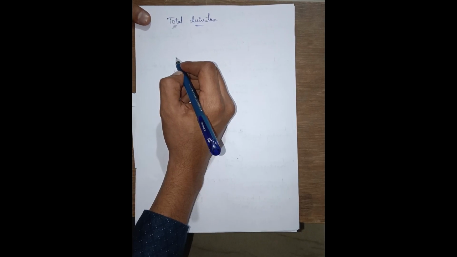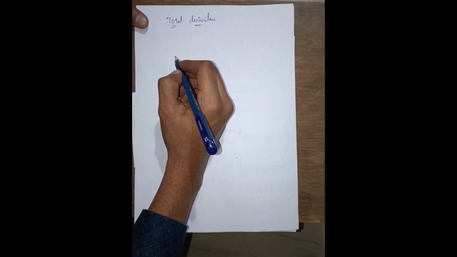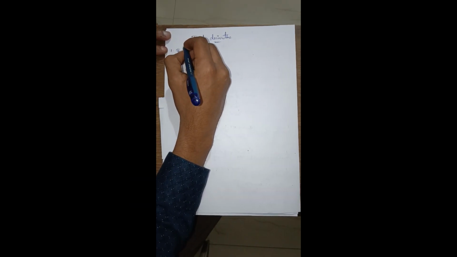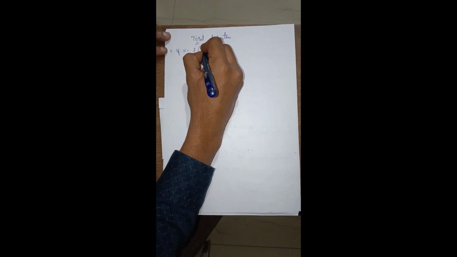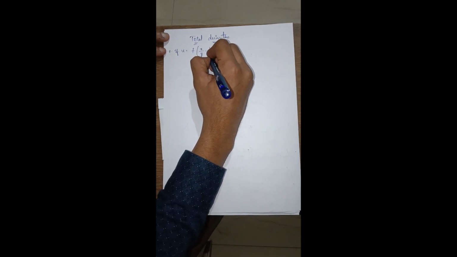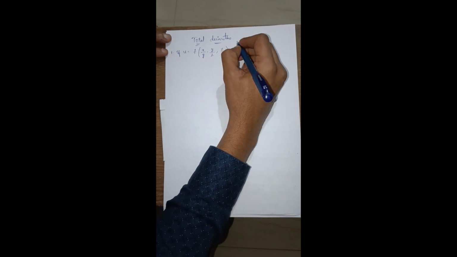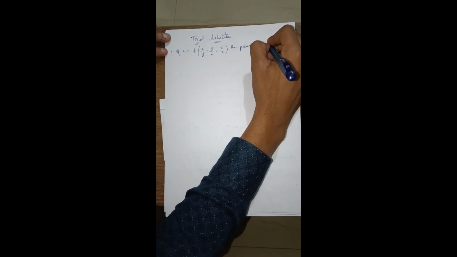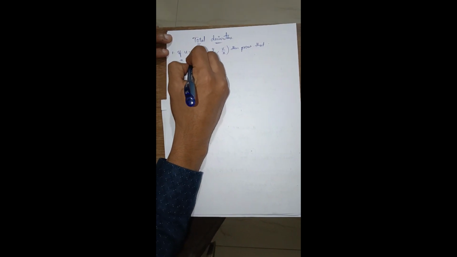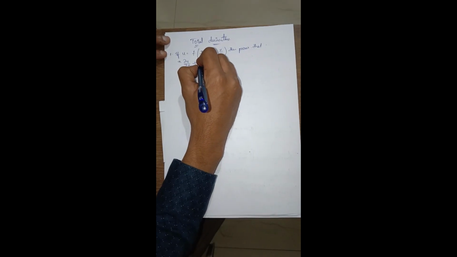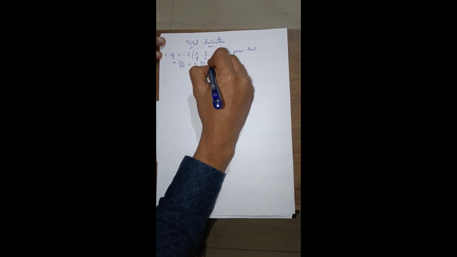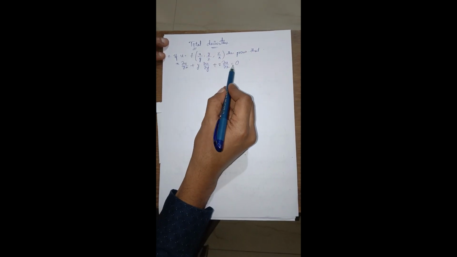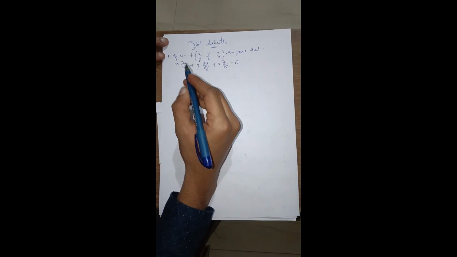In that, the main type which is repeatedly asked is: if u is equal to f of x by y, y by z and z by x, then prove that x into dou u by dou x plus y into dou u by dou y plus z into dou u by dou z is equal to 0. We should prove that this whole expression is equal to 0.